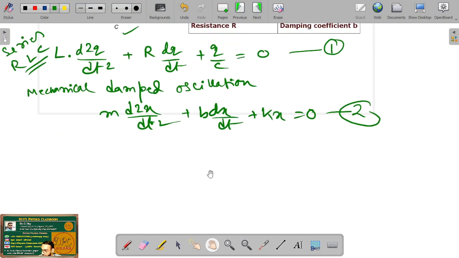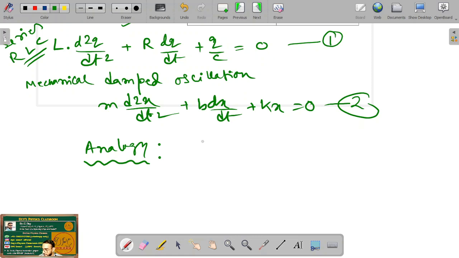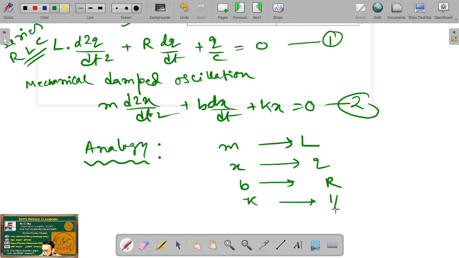Now these two systems are analogous to each other. If we find the analogy, then we will find out that m is analogous to L, that is mass is analogous to inductance. Displacement in the mechanical system is analogous to charge of the electrical system. Damping factor b is analogous to resistance. Force constant k is analogous to reciprocal of the capacitance, and velocity is analogous to current. So these are the analogies for this series RLC circuit and mechanical damped oscillation.